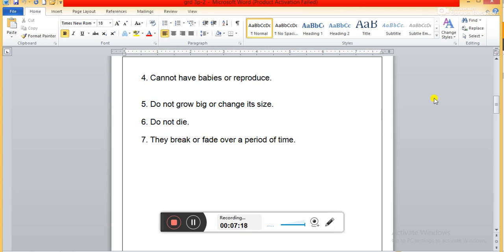So in this lesson we discussed the comparison of living and non-living things. In the next class we will discuss the difference between natural and man-made things.